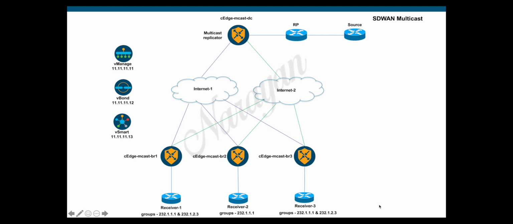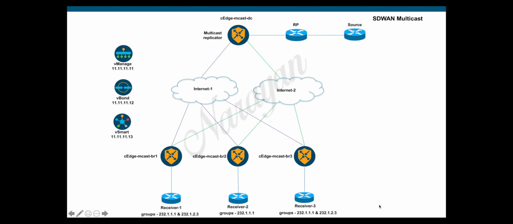They receive multicast traffic streams from source and perform multicast replication to other edge nodes in the fabric that have receivers subscribed to the stream. Attached is the topology we will use for this demo. We have a source, which is basically a router, generating multicast streams and connected to the RP, which in turn is connected to the SD-WAN head-end device.